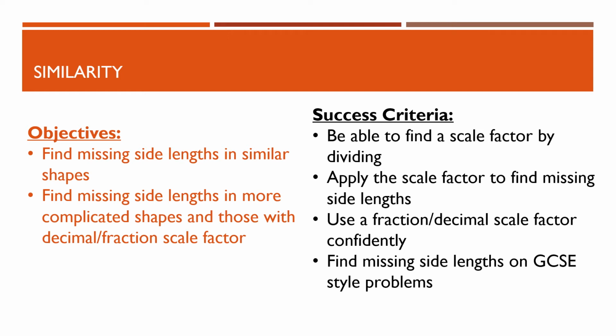Lesson on similarity. Hopefully you've already done the first lesson on similarity, which is like finding a scale factor, and we're going to now use that in some more GCSE style questions. So our objectives today are find missing side lengths in similar shapes, and then find them in more complicated shapes and those with a decimal or fractional scale factor. So that's when we have to be able to do it without a calculator. So let's hopefully we can get on all right.